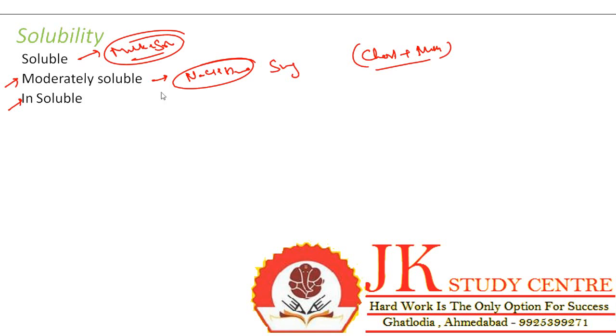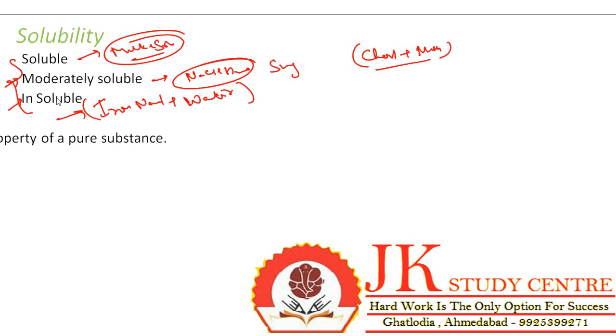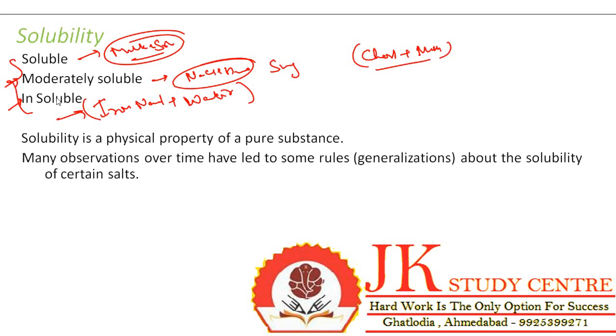For example, you take iron nails and you try to mix them with water. It won't even mix. You do anything, it won't even mix. Those things are insoluble. And these things are nothing but the property of the substance, right? So solubility is a physical property of the substance, and that depends on a lot of factors, like how it is structured, and those kinds of things we'll study in later classes.